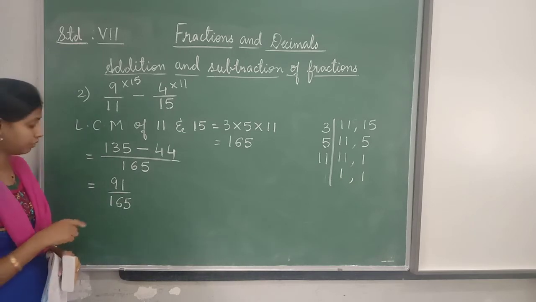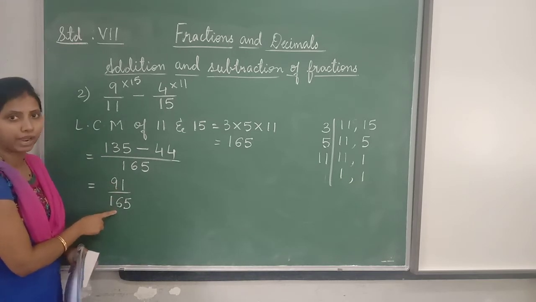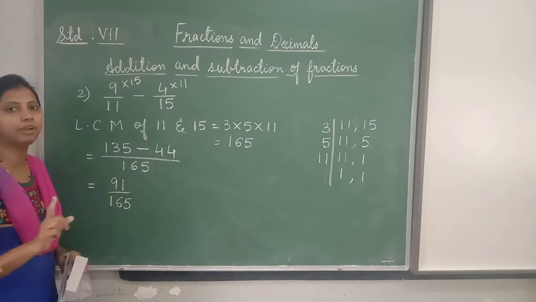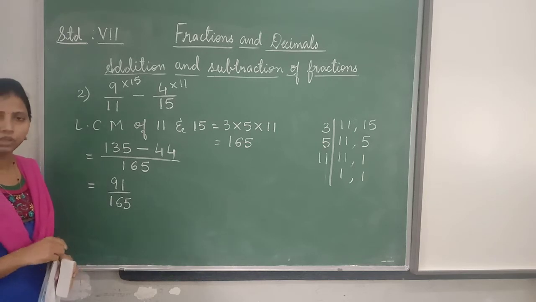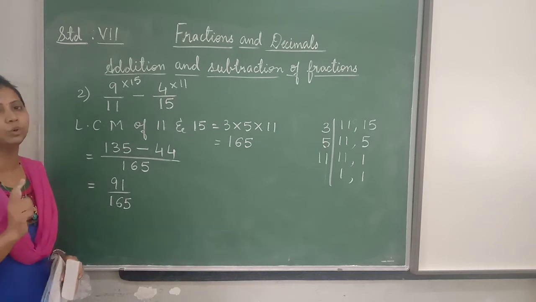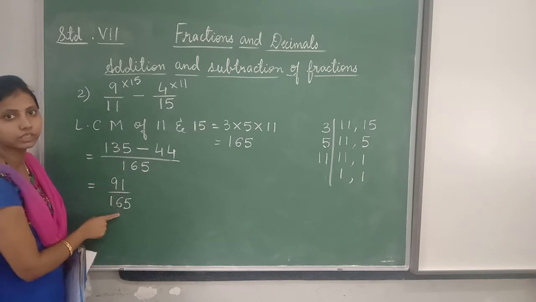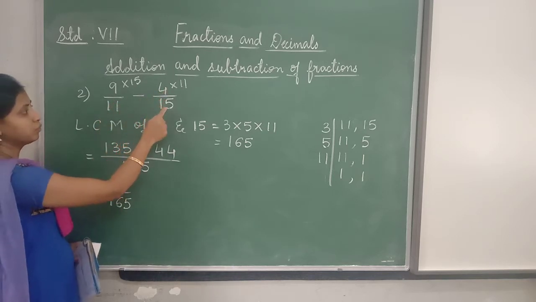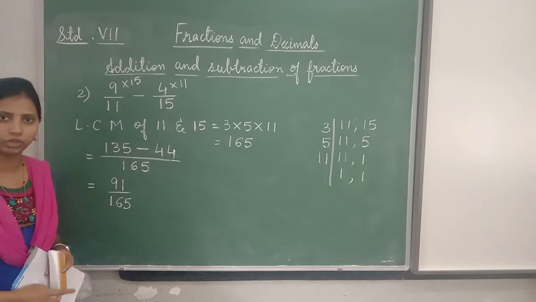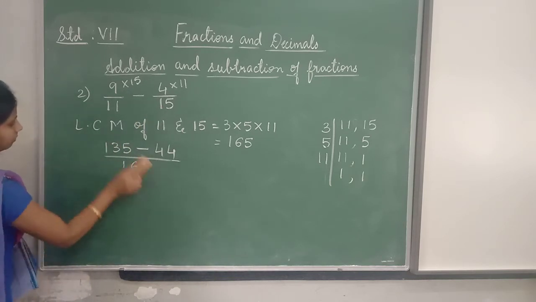Okay children. So now 91 upon 165 is nothing but a proper fraction. So when you get a proper fraction, leave it as it is. Okay. If you get an improper fraction, convert it to mixed fraction. Okay, so this is the difference. 91 upon 165 is the difference of 9 by 11 minus 4 by 15. Okay, let's see one more example.